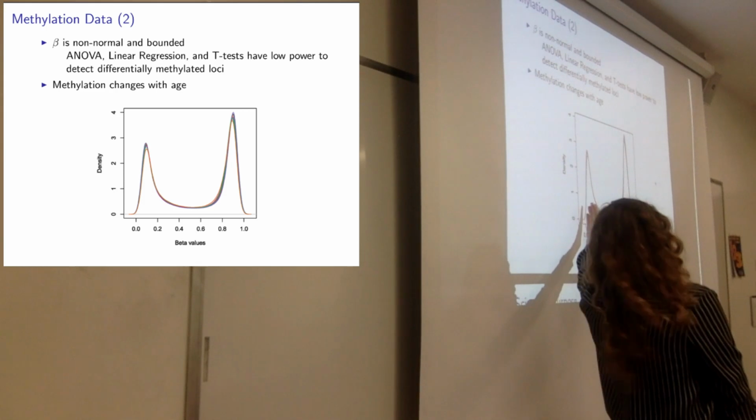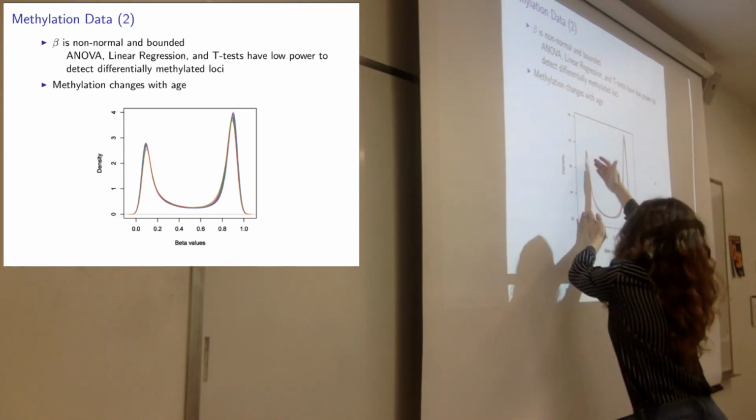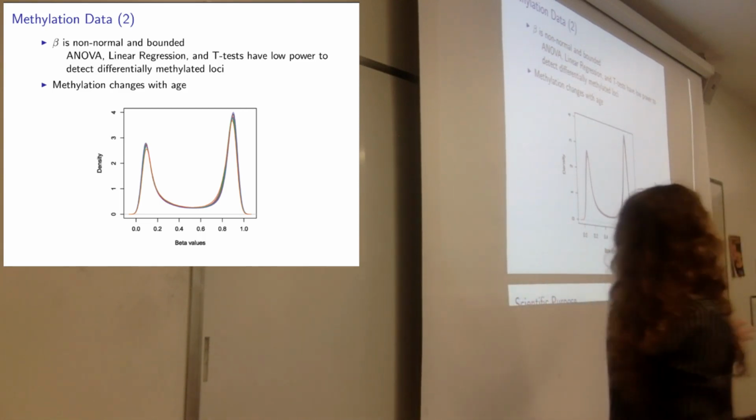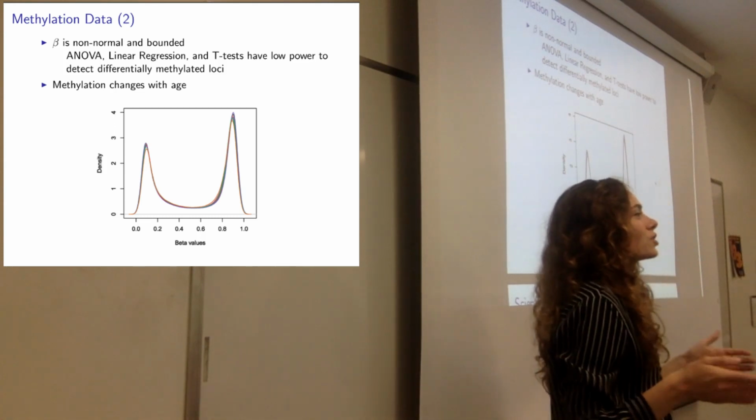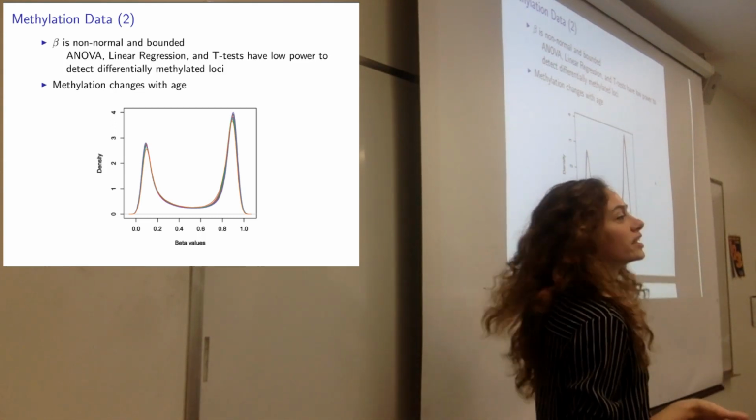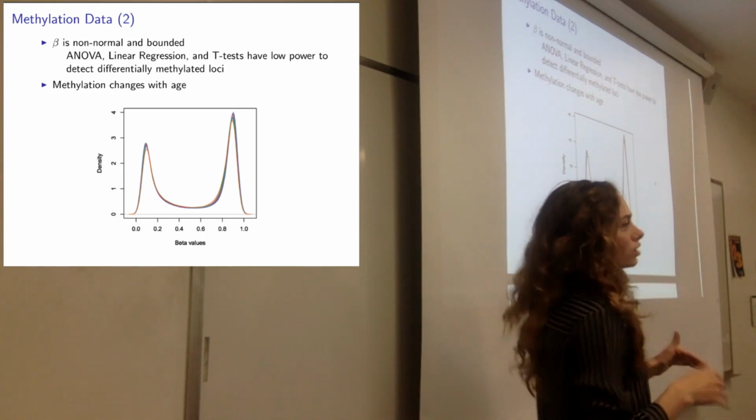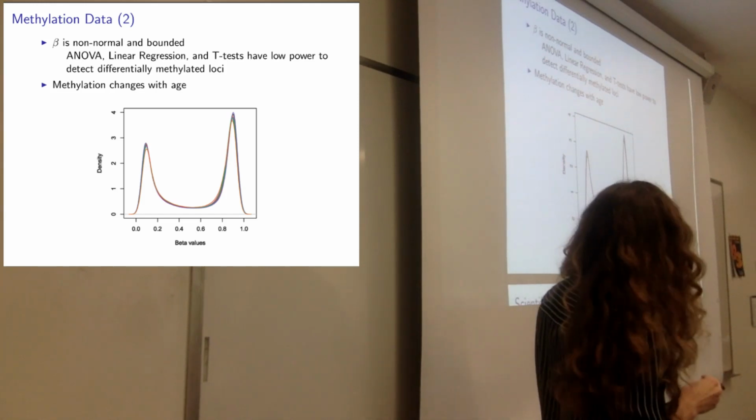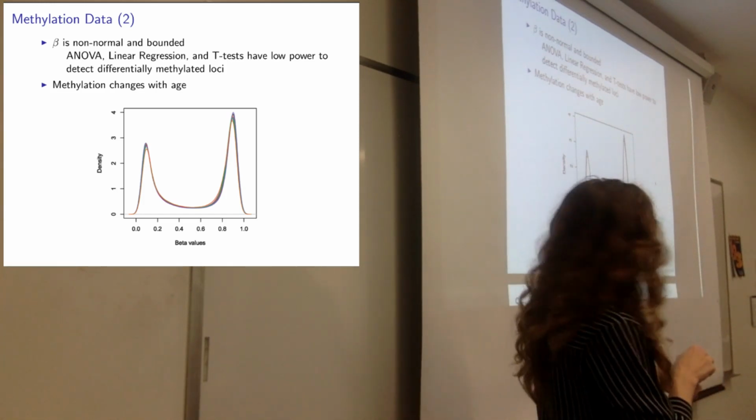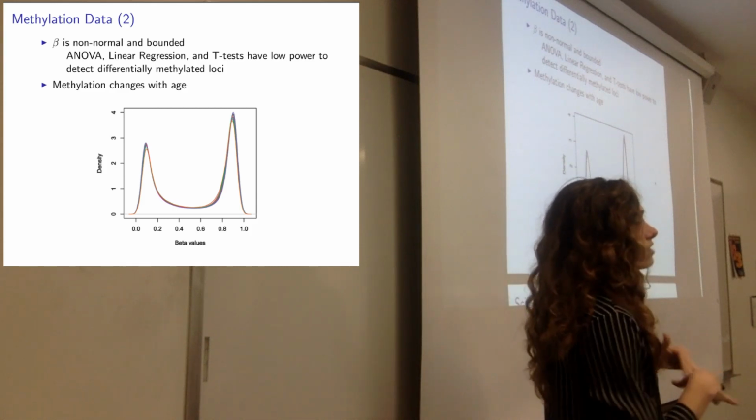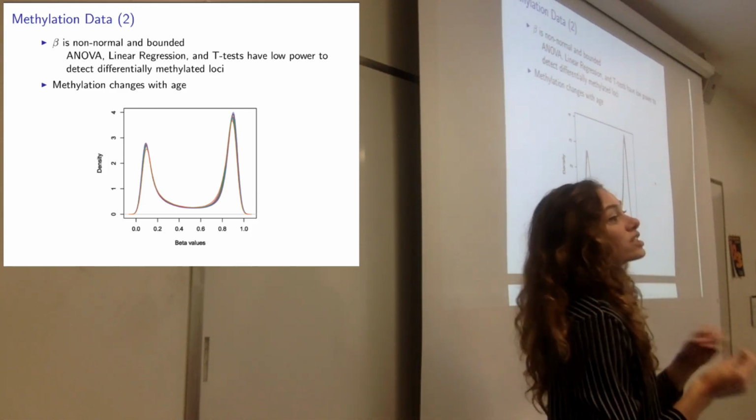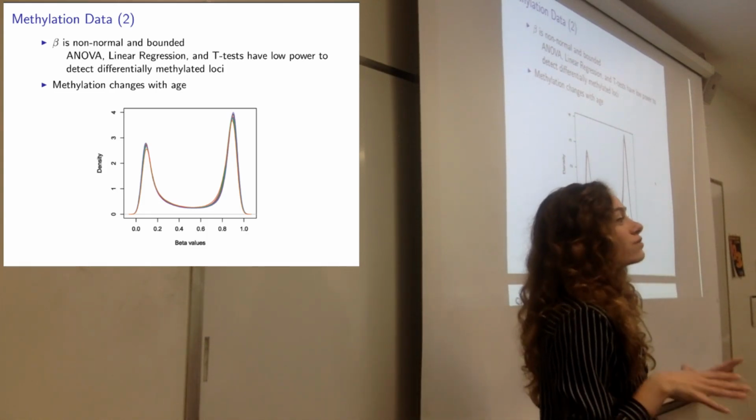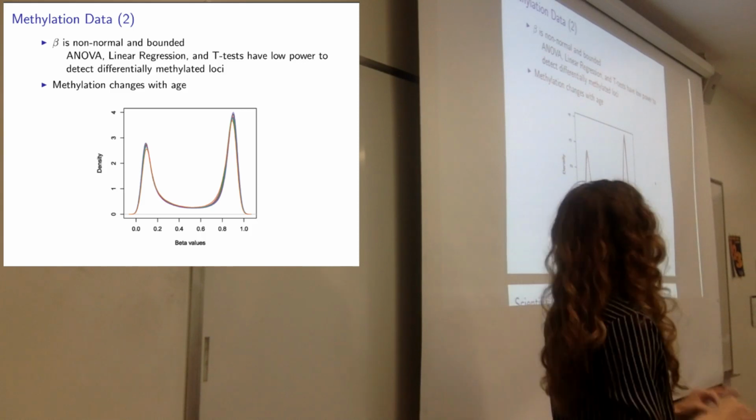If you have a lower bound, you're very likely to have a skew. If you have an upper bound, you're very likely to have a skew. And you can't be normal because it's bounded. Normal has infinite tails, so clearly normal is not a good approximation. This means that the common methods that assume a normal distribution have low power. ANOVA, linear regression, and t-tests have low power to detect these differentially methylated loci. And again, just to reiterate, we know methylation is very strongly correlated with age, so we need to take that into account.